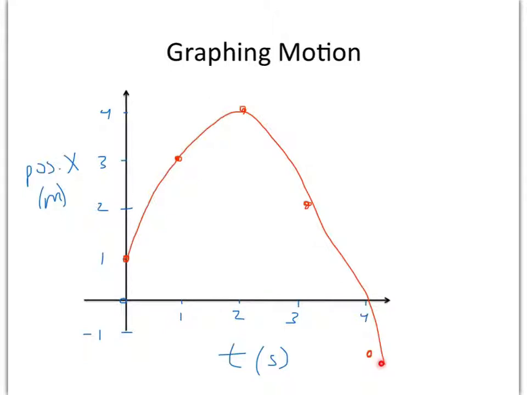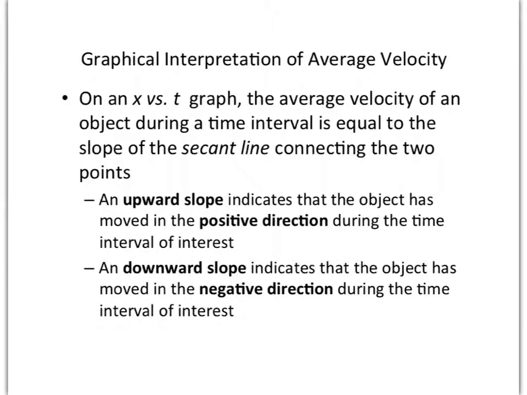All right, so look back at this, and I may flip back and forth to this graph as well. How do we interpret this right here? Well, on a position versus time graph, the average velocity of an object during a certain time is equal to the secant line connecting those two points. What does that mean?